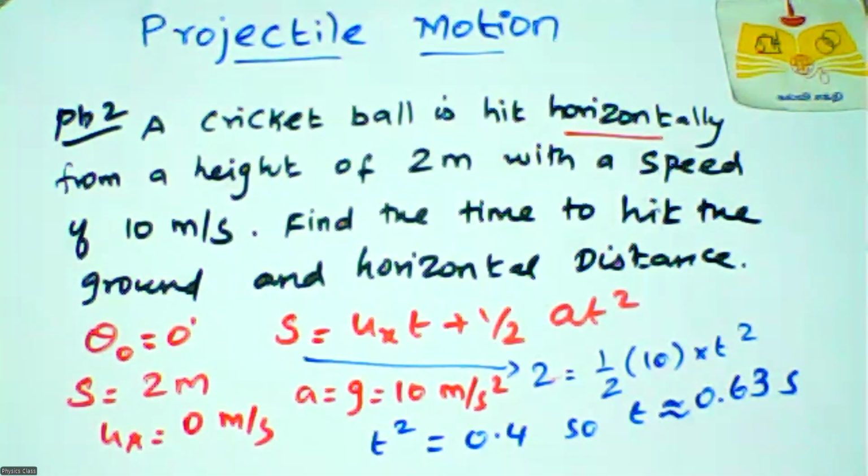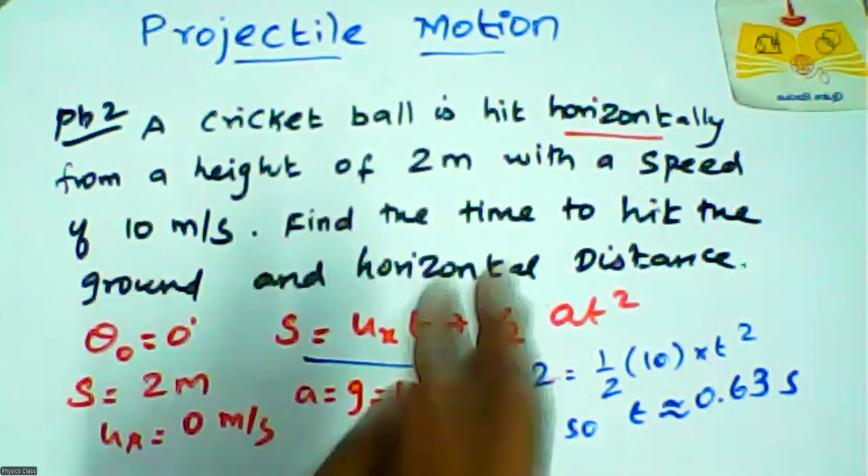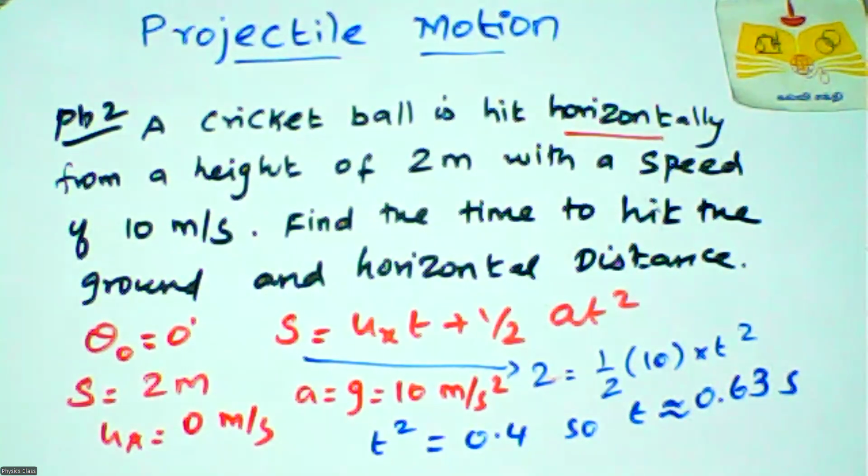So that is the time to hit the ground: only 0.63 second in this case, for the horizontal motion with a height of 2 meters and a speed of 10 meters per second. S is equal to ut plus half at square. The object has an initial vertical speed of 0 meters per second, so u is 0, S is 2 meters, a is 10 meters per second square, which gives T equal to 0.63 second.